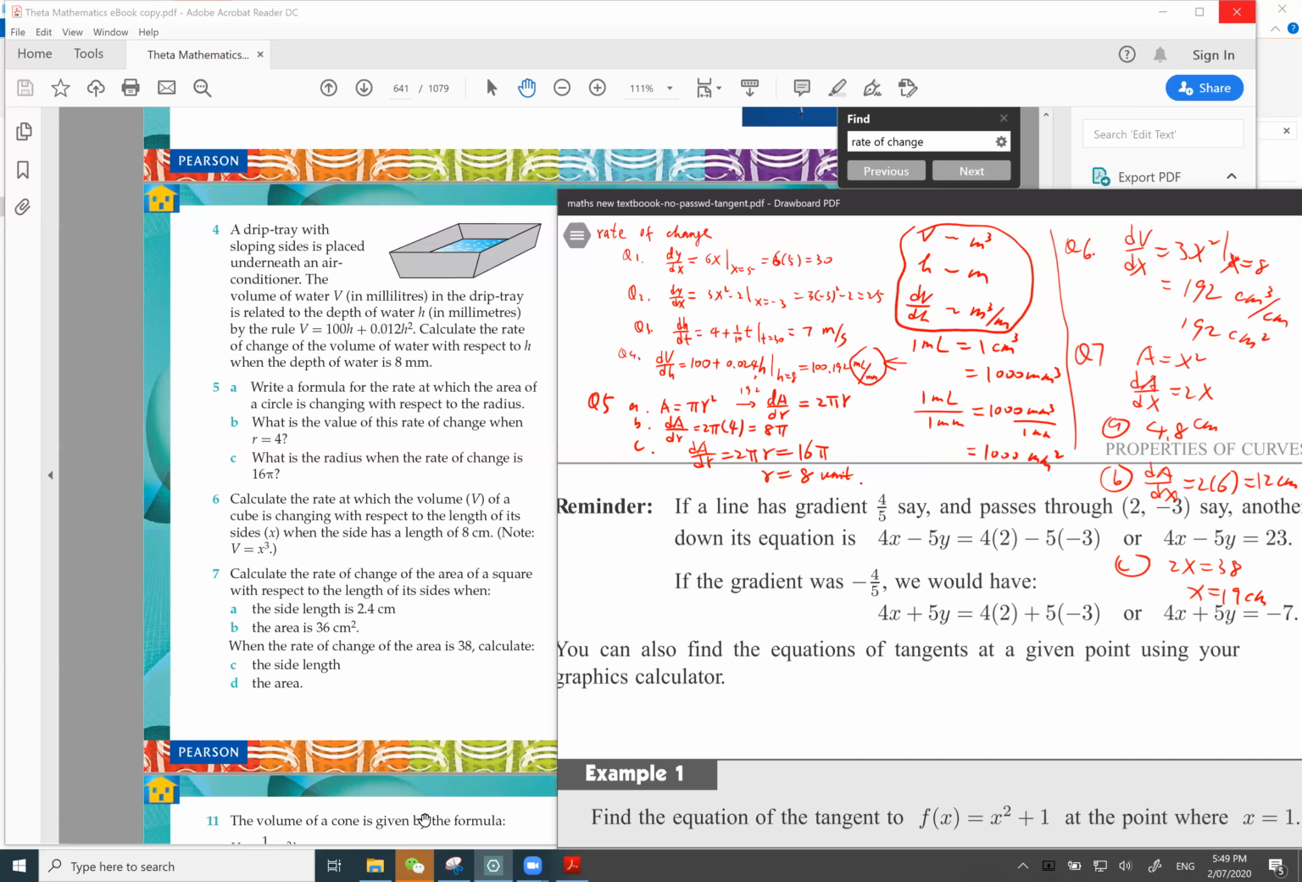B, area equals x squared, 361 cm squared. B is 12. x equals 6, but they ask you the rate. Calculate the rate of change. So you need to calculate dA/dx. Okay, you need to calculate the dA/dx. Okay, yeah, that's the several questions.